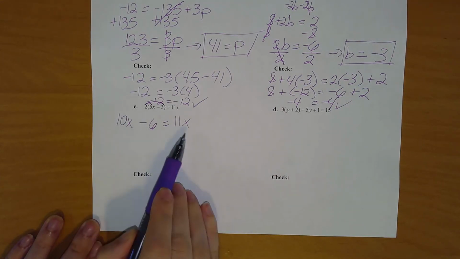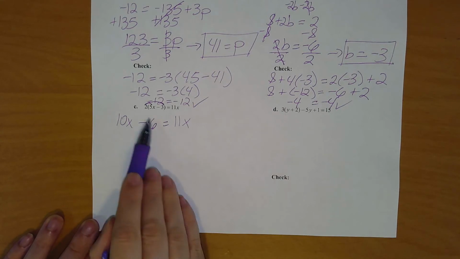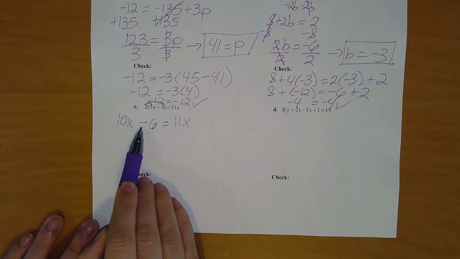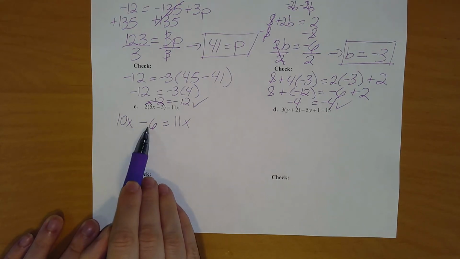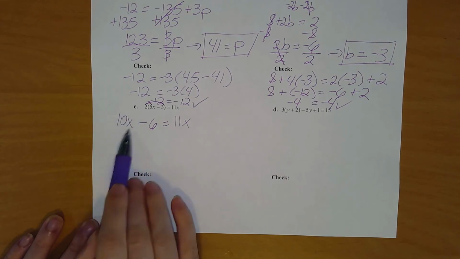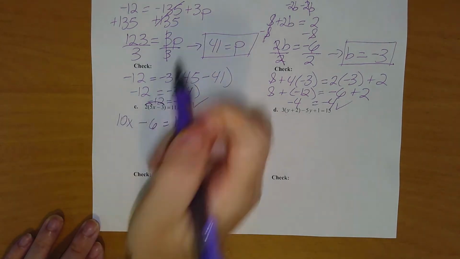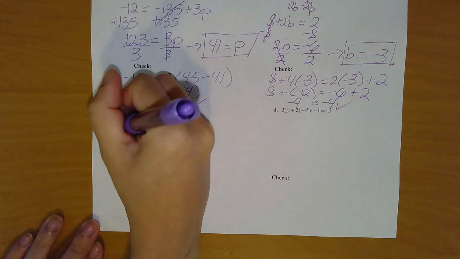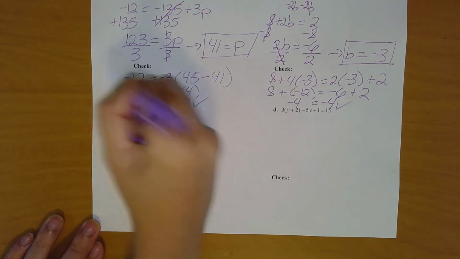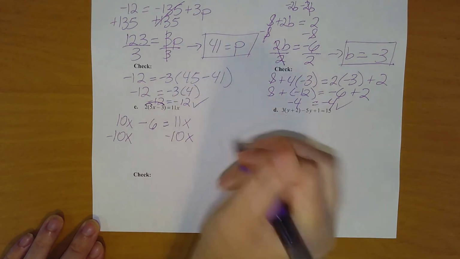So I'd like to bring my 10x over. And I know this is a minus. This is the same thing as a plus and negative 6, if it helps you at all. So it's really 10x added to the negative 6. So if I want to get rid of the 10x, it is positive, so I'm going to subtract 10x from both sides.